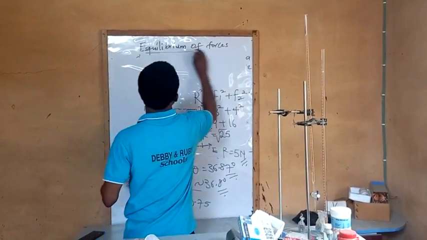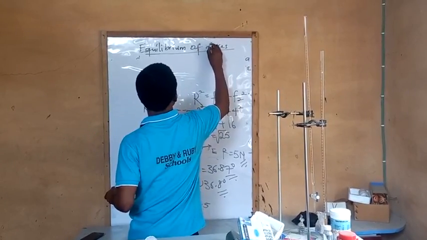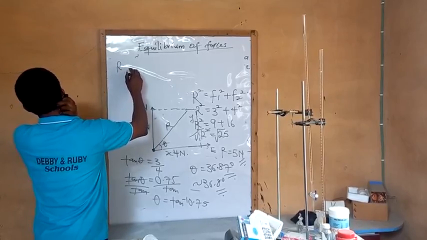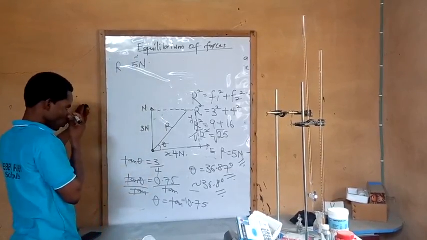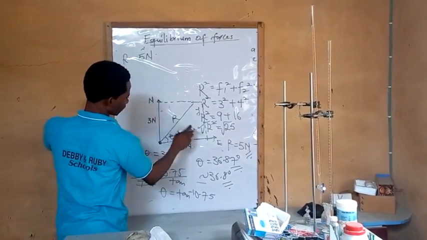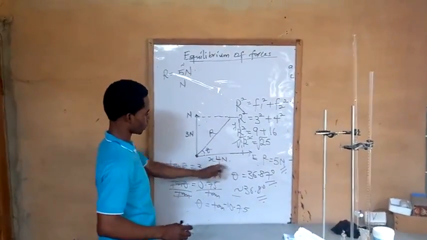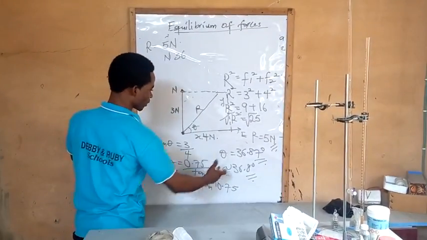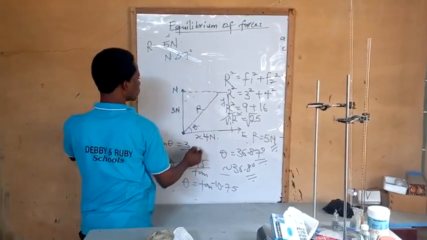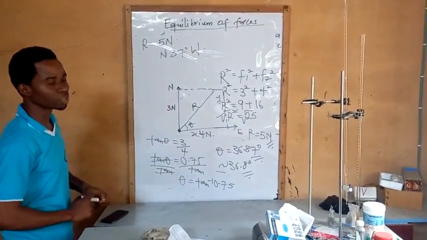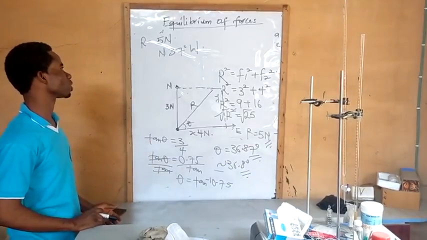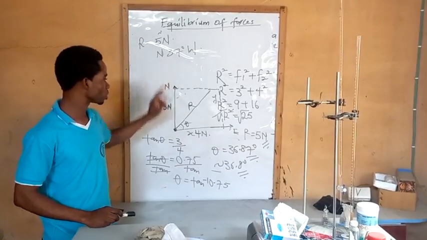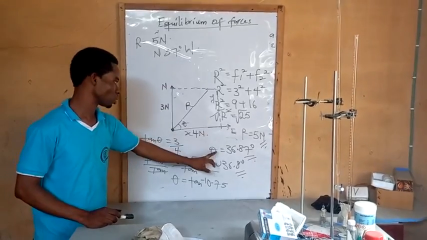But how do you write it? You want to write the answer for this. The resultant equals 5 Newton in the direction of what? North, because we are talking about north and east. North 36.87, or if I want to say in the nearest degree, that is 37. North 37 degree east. There's nothing like east 37 degree north. The two reference points we have are north and south. So that's north 37 degree east in the nearest degree.